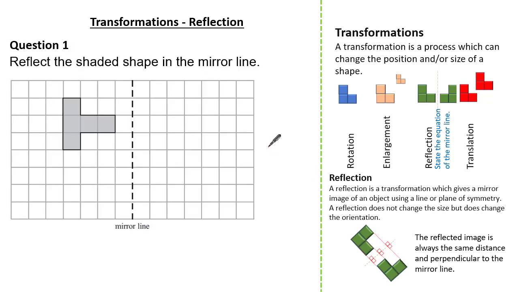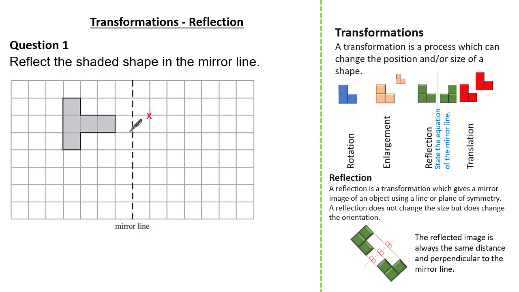Here the question wants us to reflect the shaded shape in the mirror line. The first method I'm going to show you is where we count, using our knowledge that the reflected image is always the same distance and perpendicular to the mirror line. You can see this vertex, which is 1 square away, perpendicular from our mirror line. So therefore our reflected vertex is going to be 1 square away and perpendicular from our mirror line.